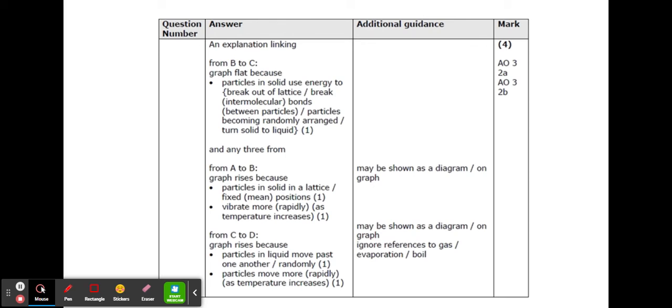So in order to get all 4 marks, you get 1 mark for saying the graph is flat from B to C because the particles have been using the energy to break the bonds instead of increasing the temperature, and then 3 marks for any 3 from the following. The particles are in a fixed position in a solid and they vibrate on the spot more rapidly as the temperature increases. And then from C to D, the particles in the liquid are in a random arrangement and they move more as the temperature starts to increase.